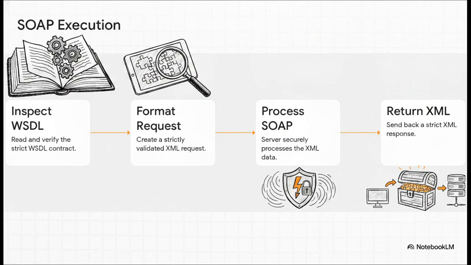When two heterogeneous systems need to talk, first, they inspect that WSDL contract. Second, the client formats a strictly validated XML request. Third, the server securely processes that request via the SOAP protocol. And finally, it fires back a similarly strict XML response. There is literally zero room for error or casual data formatting here. It is precise, it's uncompromising, and it works.